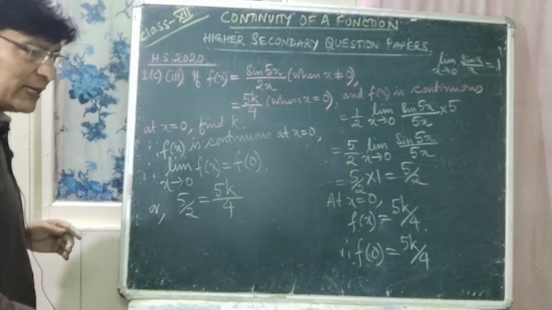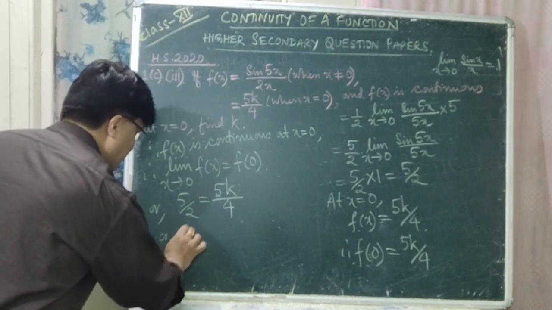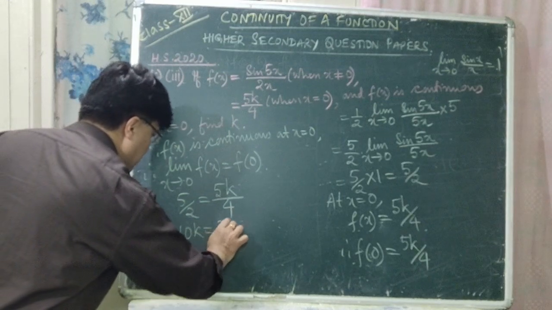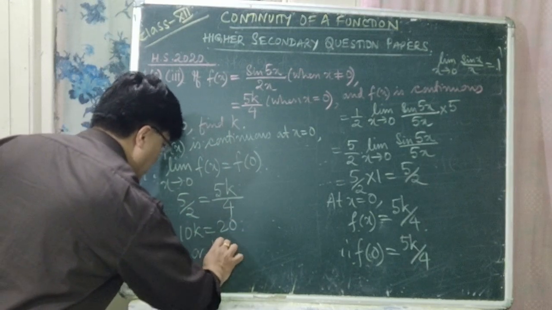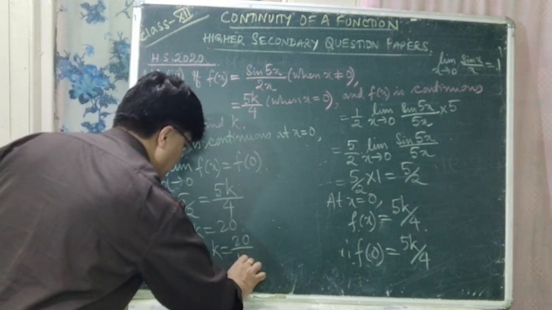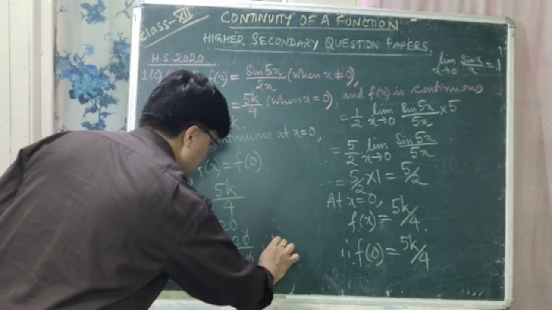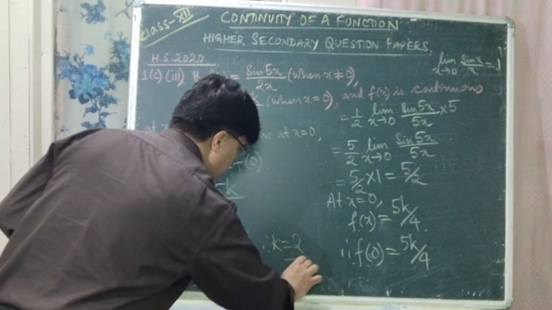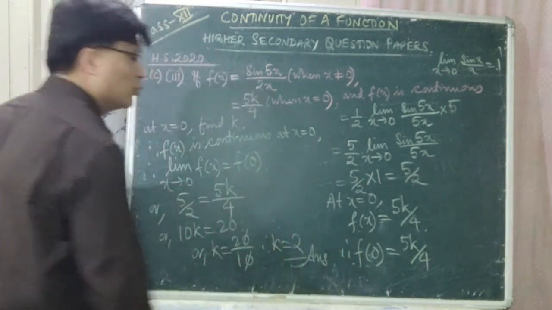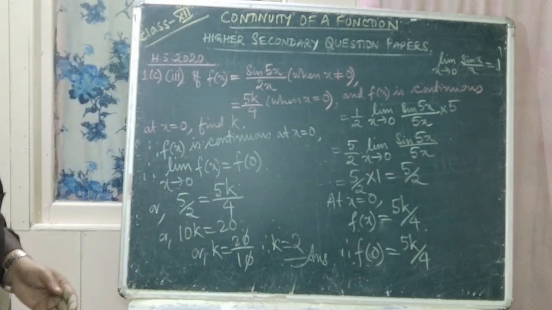So can you get the value for k now? Cross multiply it. 10k is equal to 5 fours are 20, or k is equal to 20 by 10, the zeros get cancelled, that is k is equal to what? k is equal to 2. That is your final answer.